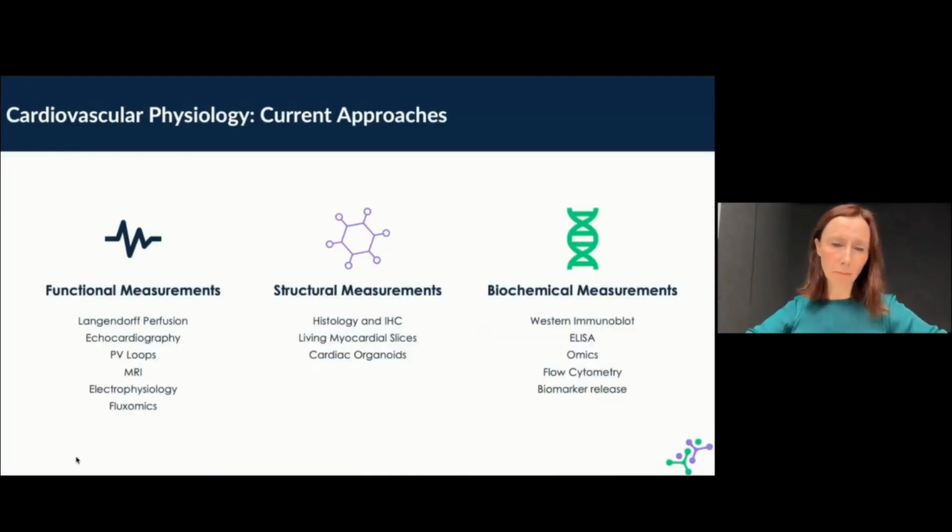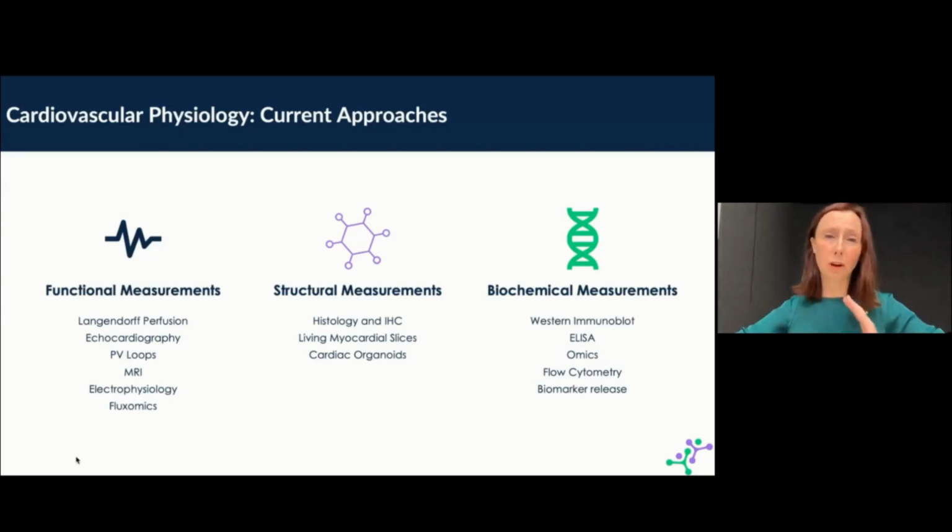Okay, so obviously going beyond what sort of tissue or what sort of approach we're going to be using to ask our biological question, we obviously need to test our biological question. And we're going to test it using multiple measurements, be them functional measurements, where we might do left ventricular developed pressure, for example, using Langendorff perfusion. We might do echocardiography to look for cardiac contractility, pressure volume loops, MRI, electrophysiological, or even fluxomics.